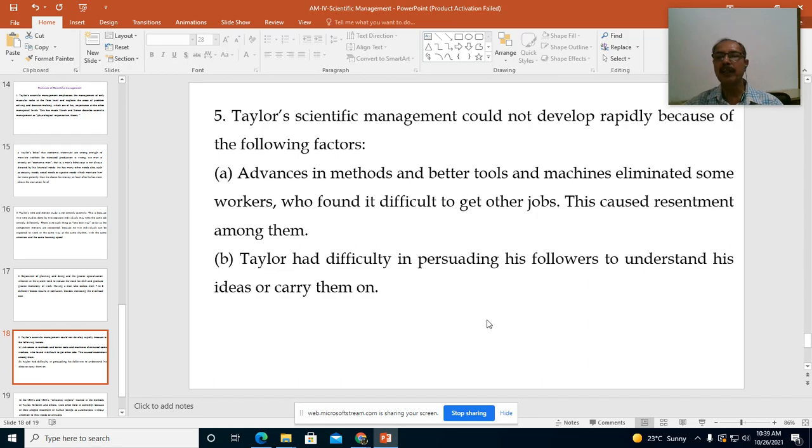So Taylor's scientific management could not develop rapidly because of the following factors. Advances in methods and better tools and machines eliminated some workers who found it difficult to get other jobs. This caused resentment among them. Taylor had difficulty in persuading his followers to understand his ideas or carry them on.